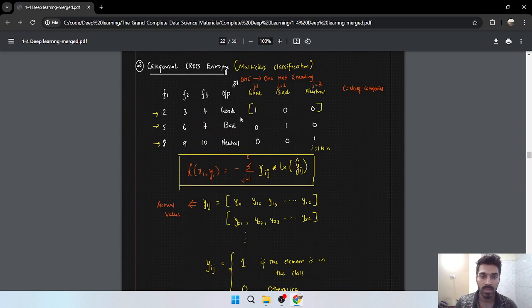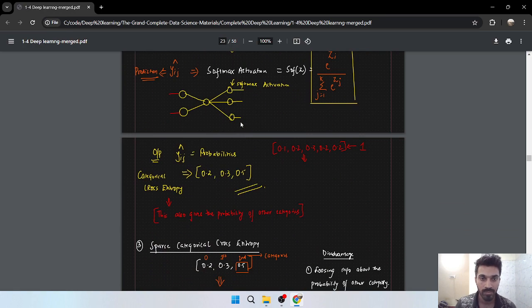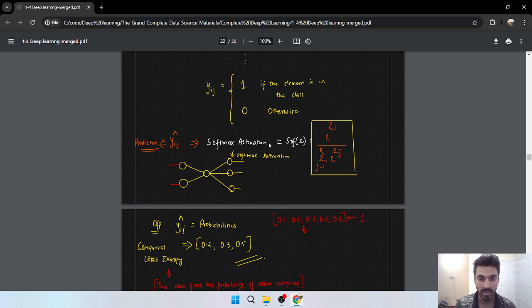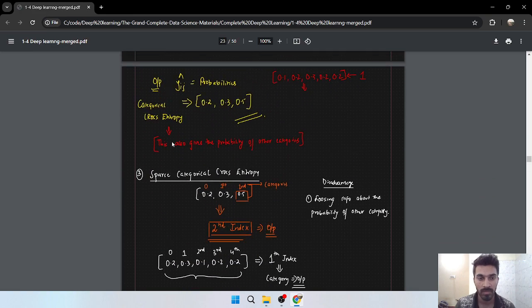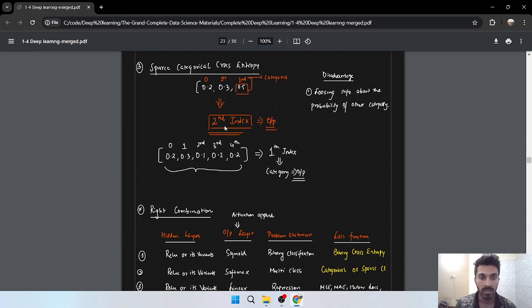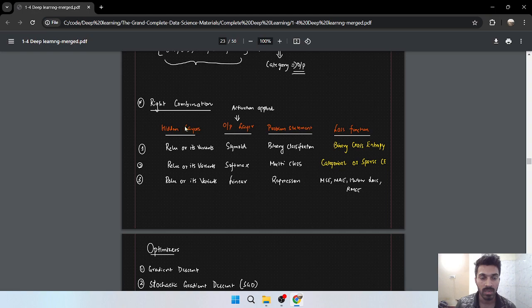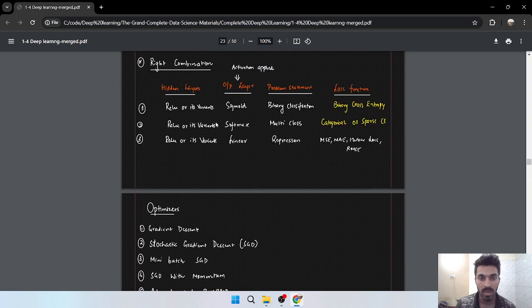Categorical cross entropy is for multi-class classification. The softmax activation function is e raised to the power zi upon the summation of e raised to the power zj. Then sparse categorical cross entropy. We have already seen these.